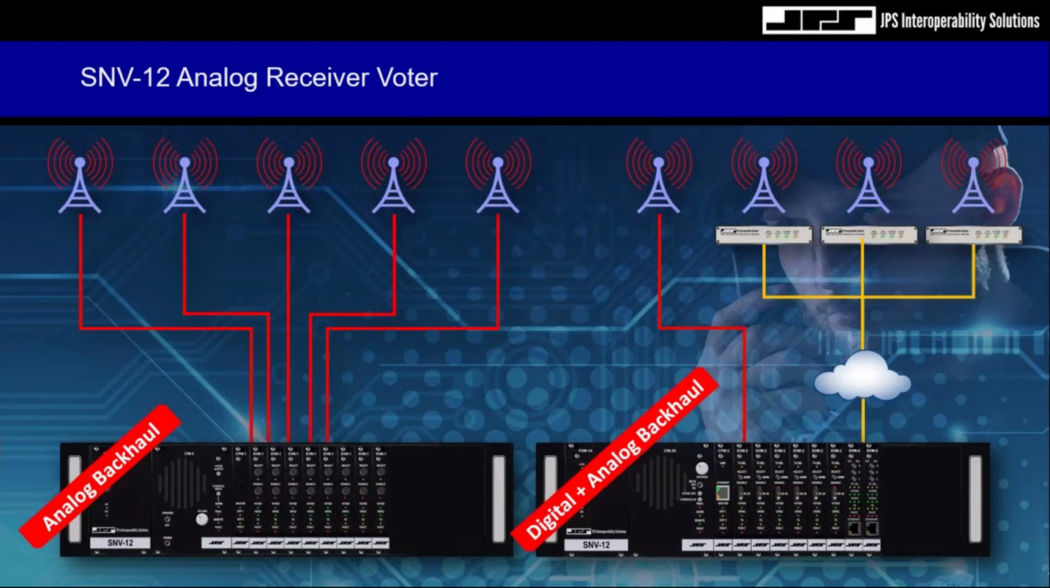The industry-leading SNV-12 signal and noise voter comparator is the most popular product that JPS currently manufactures. The markets using this product are very broad and the applications are endless. We've had previous webcasts on the SNV-12 voter where we discussed some of the markets and applications. At this time, we will focus on some of the specific technical aspects of this very special product.